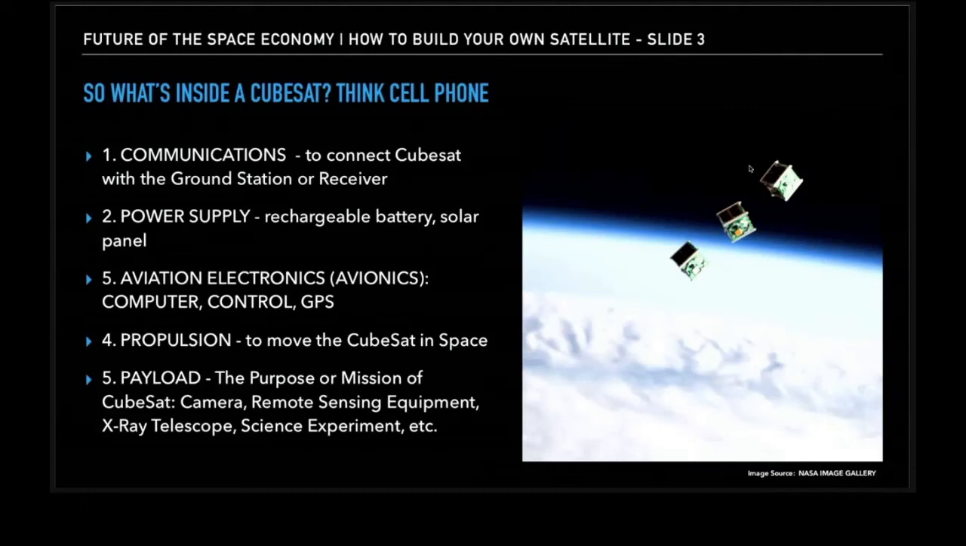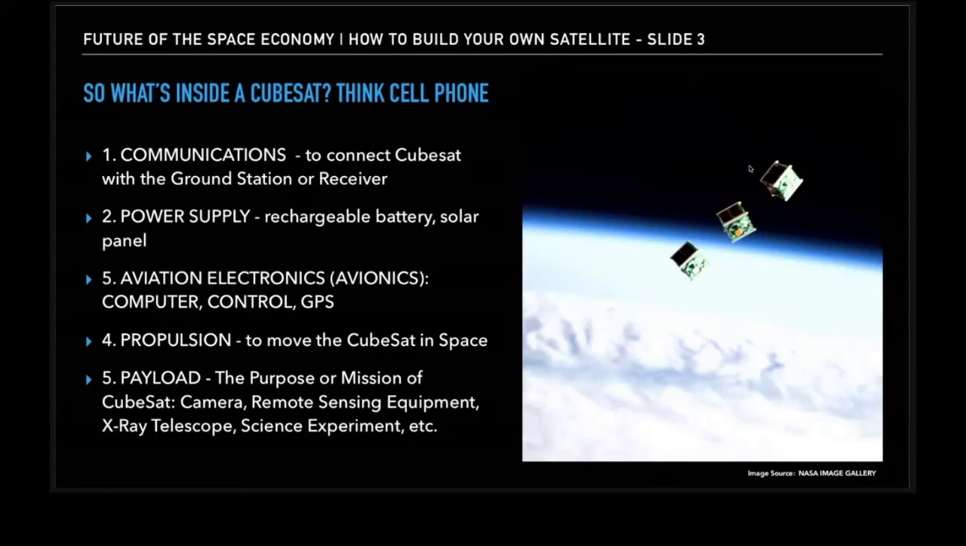Third, your cell phone has a bunch of electronics inside, like a miniature computer chip that allows you to operate and process instructions, do calculations, and figure out your location using GPS, for example. Same with a CubeSat. The electronics in a CubeSat is something we call avionics. It stands for aviation electronics.